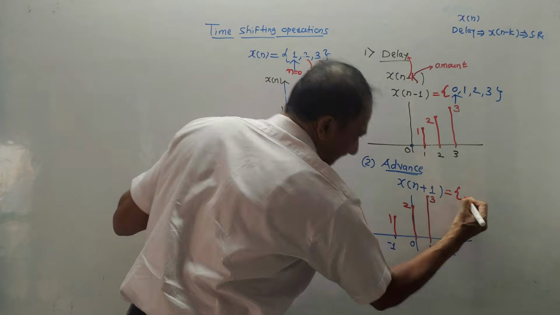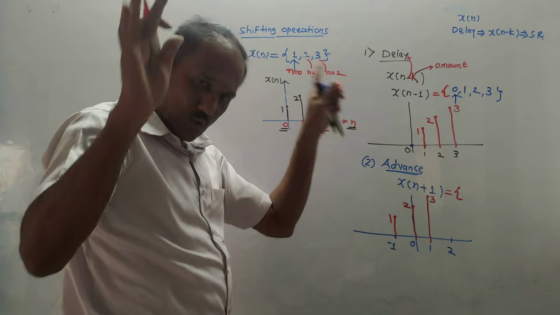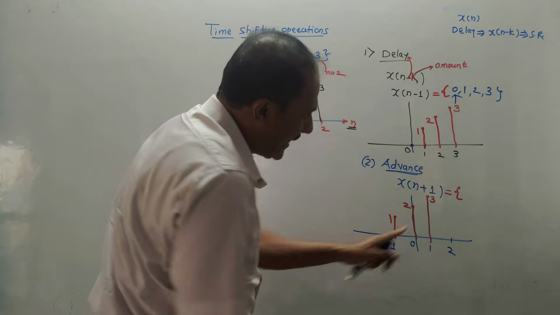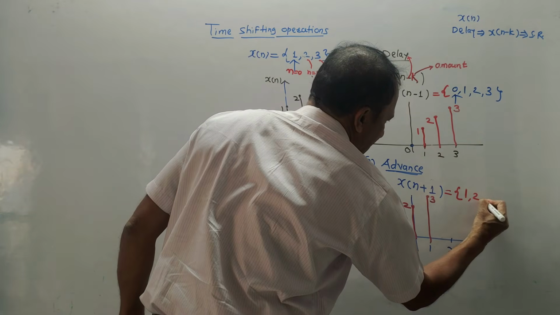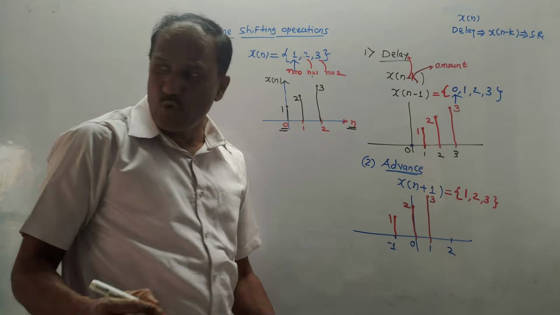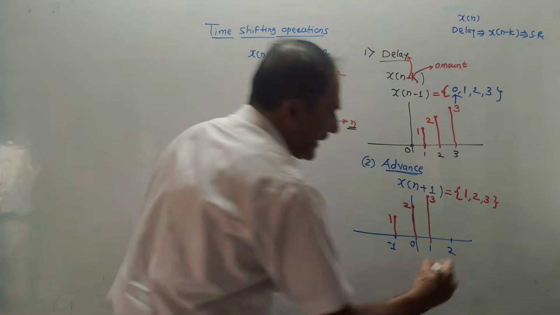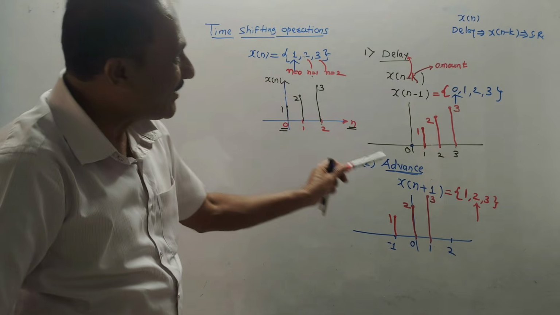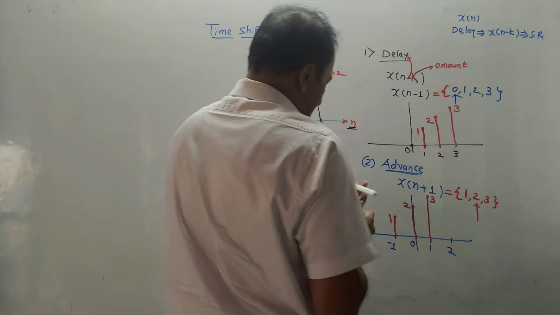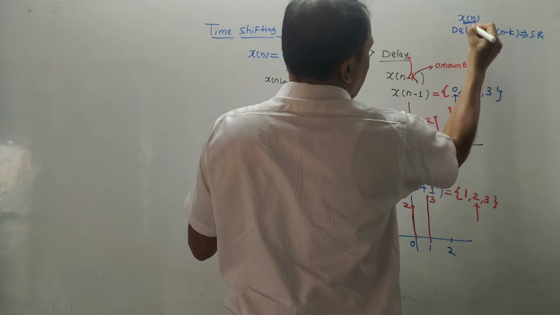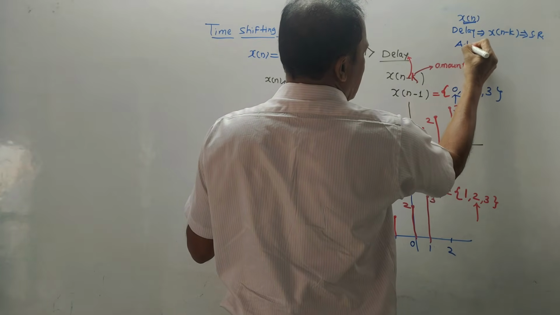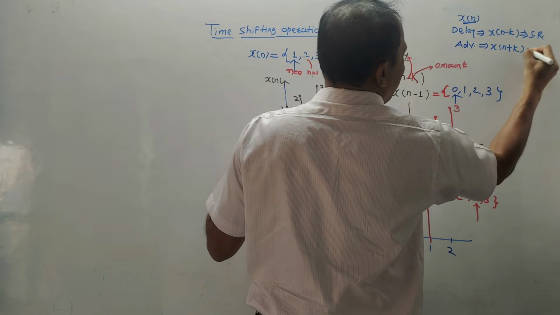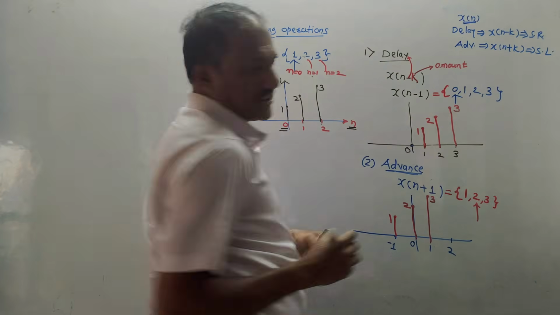Now, from this diagram, I want to write the sequence. The rule is the same. Read the amplitude levels from left to right. Amplitude levels are 1, 2, 3. Whatever amplitude you have at n equals 0, mark an arrow. So I will mark an arrow over here. So this is known as the advance operation. How to remember it? For sequence x of n, delay is x of n minus k. In the opposite case, advance is denoted by x of n plus k, and advance means shift the diagram towards left.